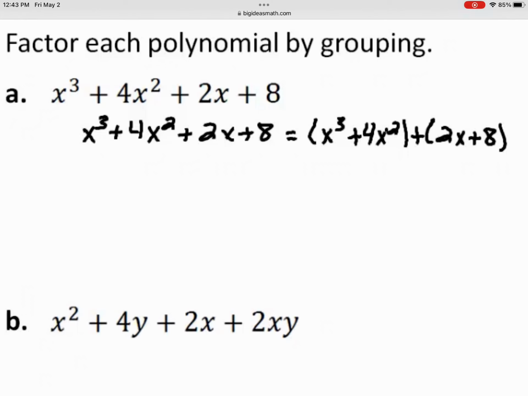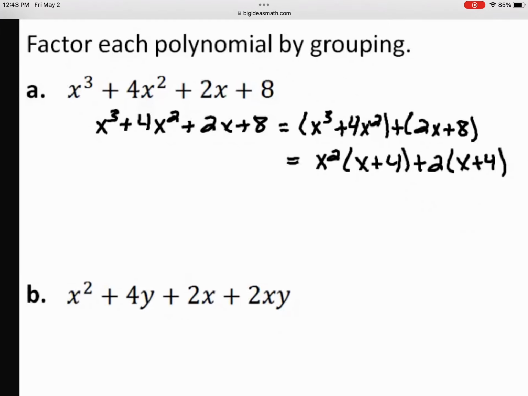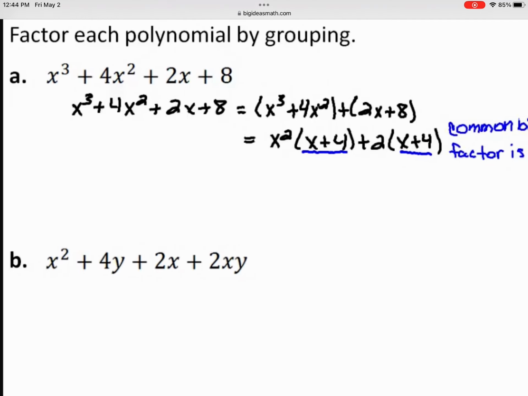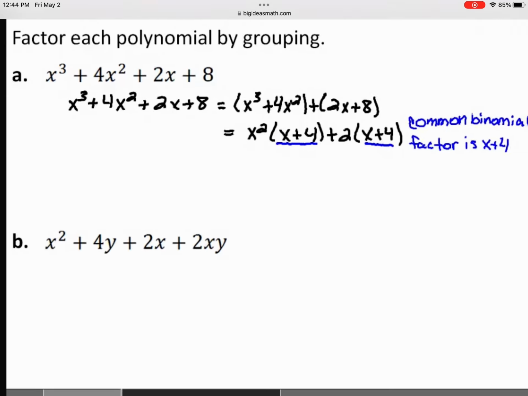Factoring x squared out of the quantity x cubed plus 4x squared and factoring 2 out of the quantity 2x plus 8, you get x squared times the quantity x plus 4 plus 2 times the quantity x plus 4. This gives you a common binomial factor of x plus 4.